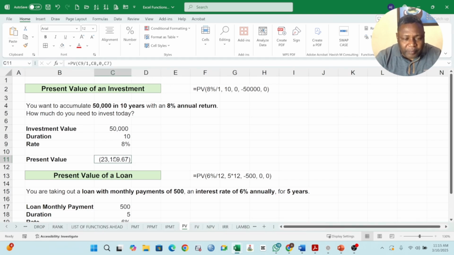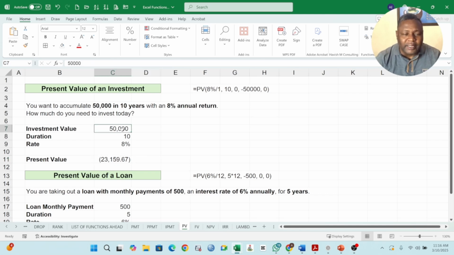So this value is in negative form, and what it means is that this is what you have to invest now. So it's outgoing, it's going out from you, it's a payment. So this is the present value that you have to invest that will go out from you or from your purse.